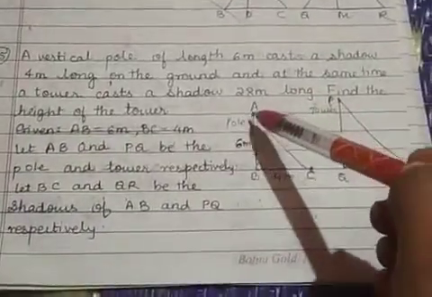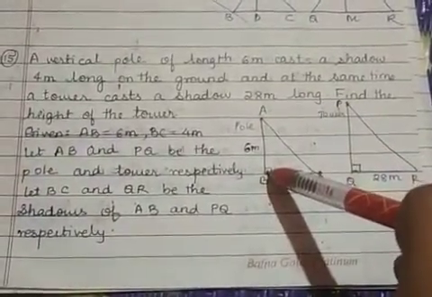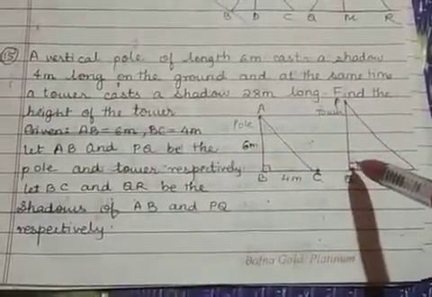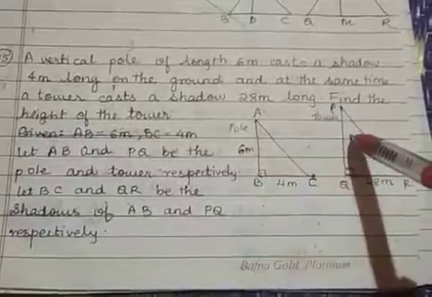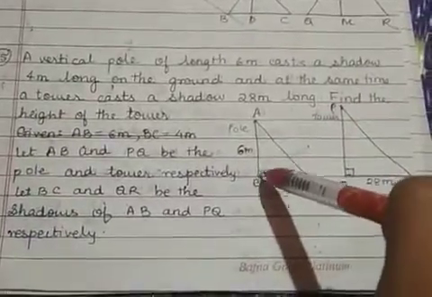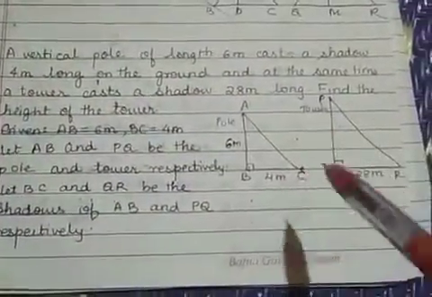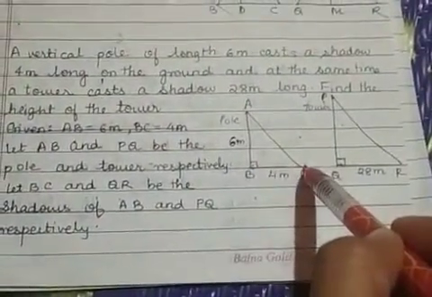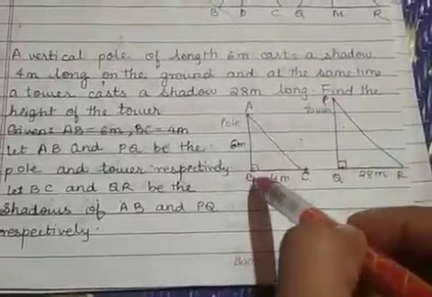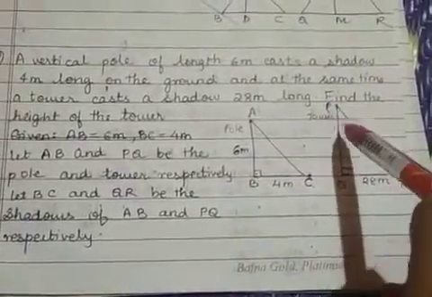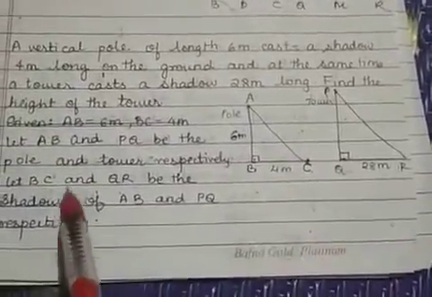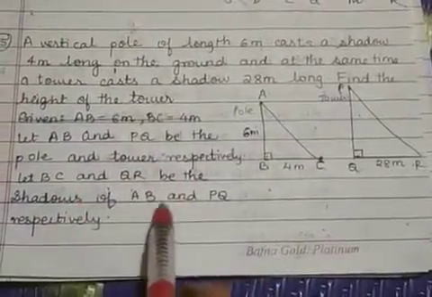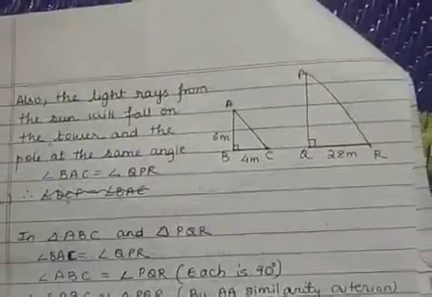So let us take AB as a pole, and PQ be the tower. This is your pole and this is your tower, and the shadow will be, if this is your tower, shadow will be casted behind it. So let BC be the shadow casted by the pole and QR be the shadow casted by the tower. So we have BC and QR, the shadows of AB and PQ respectively.